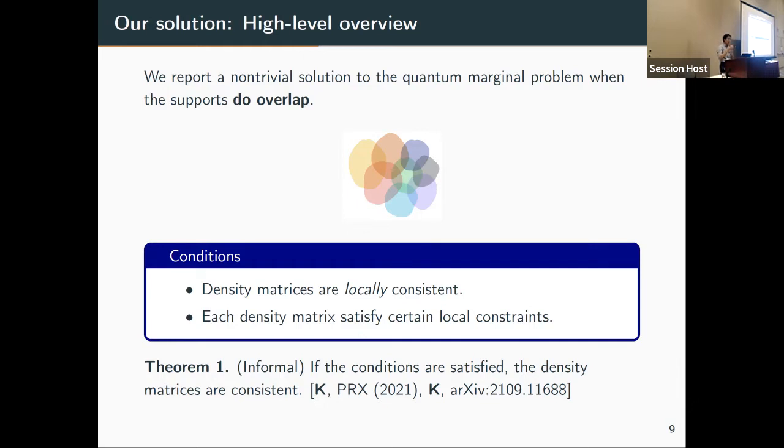the same result. If you think about it, if this condition is not satisfied, clearly there is no global state whatsoever that is consistent with this data. So this is also a necessary condition, also the minimal condition that you need. So it's really the second condition, which I'll explain in more detail later, that really lets us say something non-trivial. And the informal statement is that if these conditions, whatever they are, are satisfied, then these density matrices are consistent with some global state.